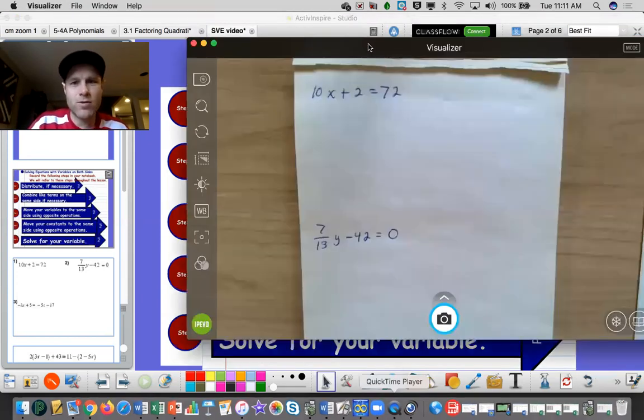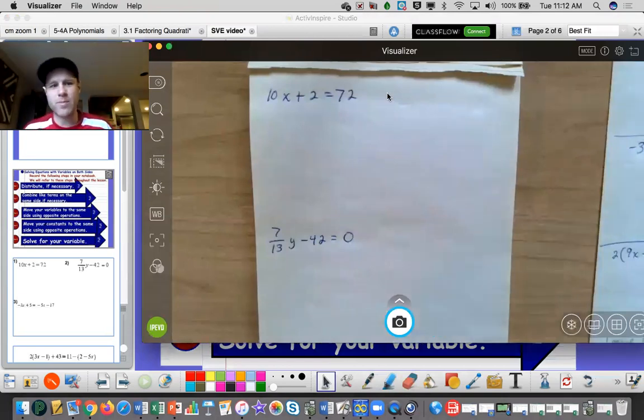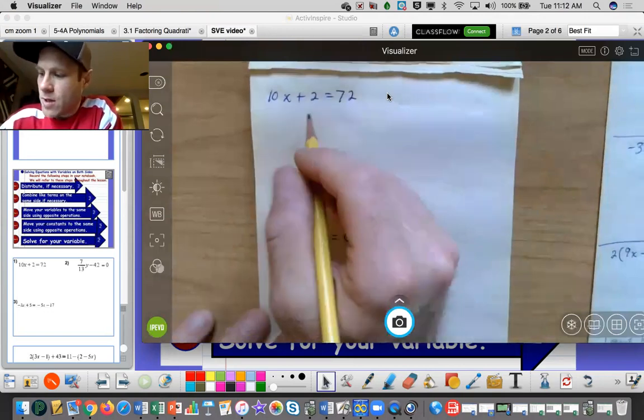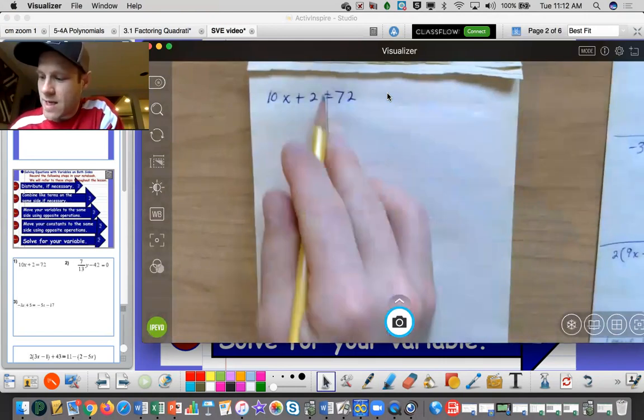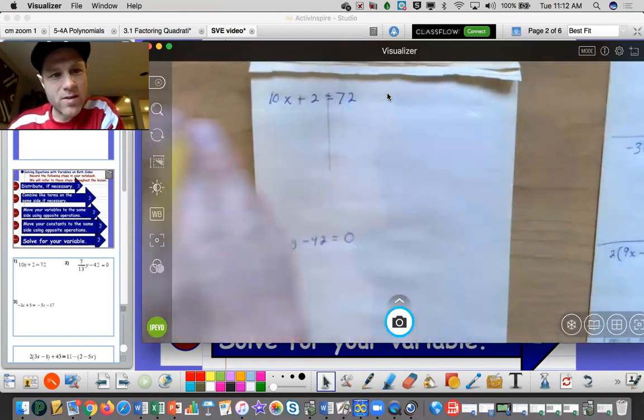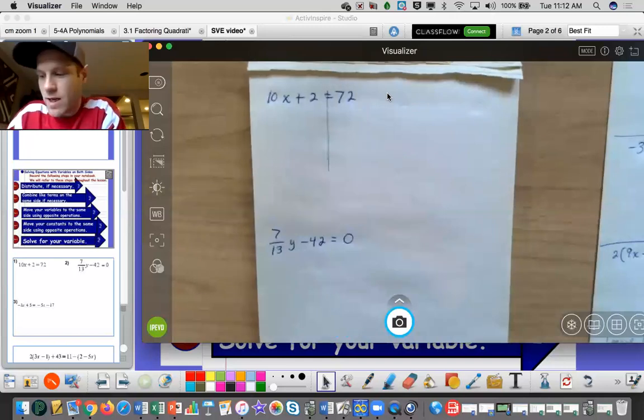First example I want to do with you guys is just a simple two-step equation. 10x plus 2 equals 72. You always look to see if you can distribute. And I drew this line down where the equal sign is because if there's any distribution or like terms on one side or the other, we want to try and push them together.